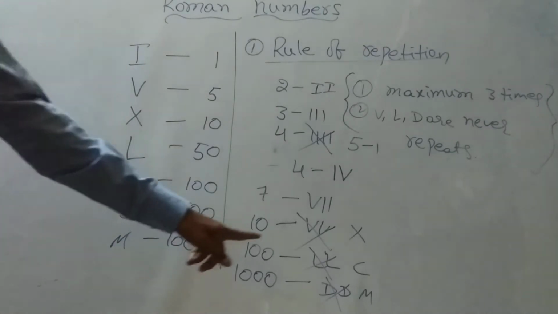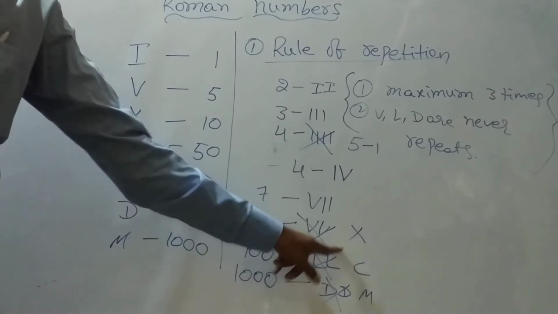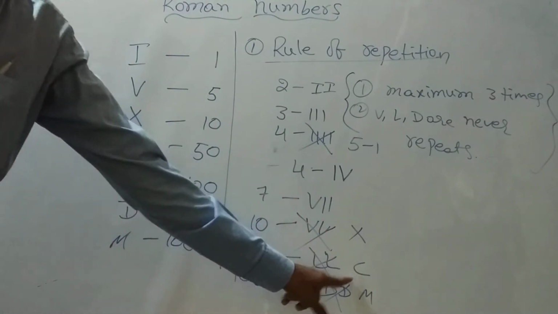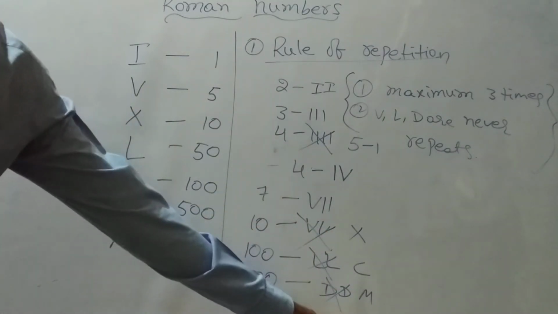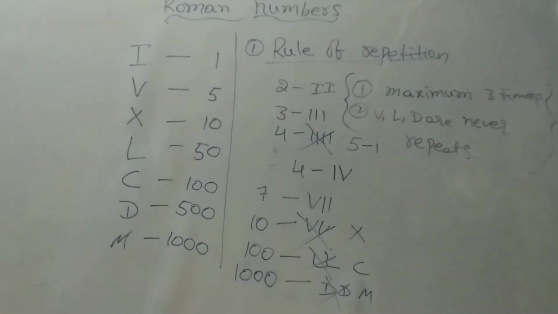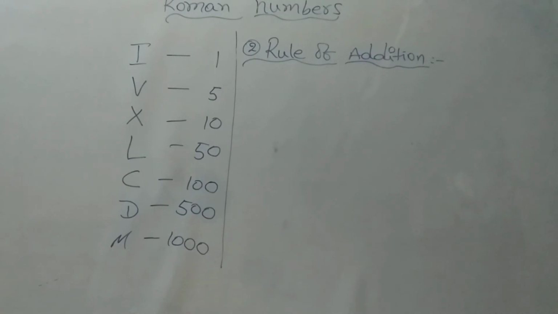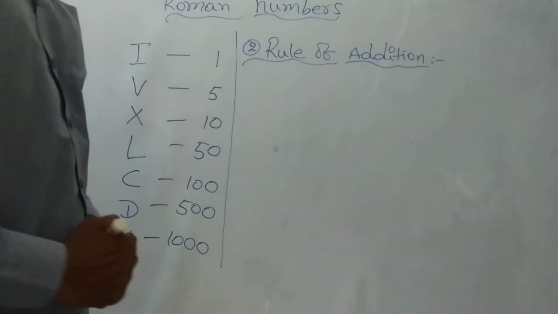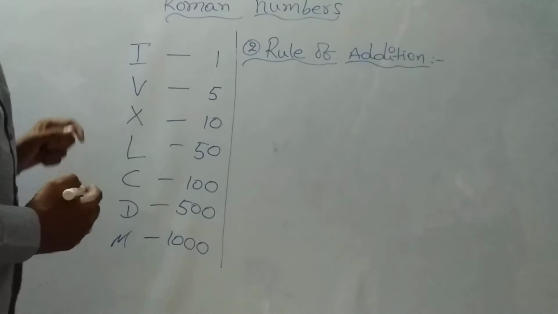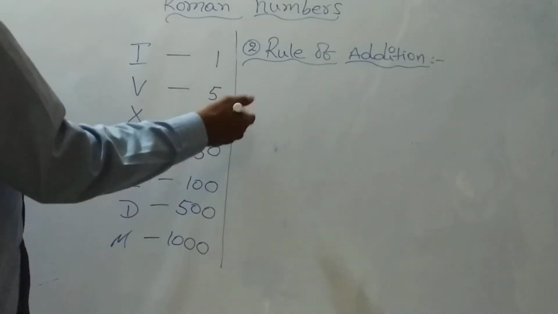The reason is here. V means one more symbol is available. L means one more symbol is available. D means one more symbol is available. That is the reason these 3 symbols never repeat. Next, second rule, rule of addition. We already discussed that.